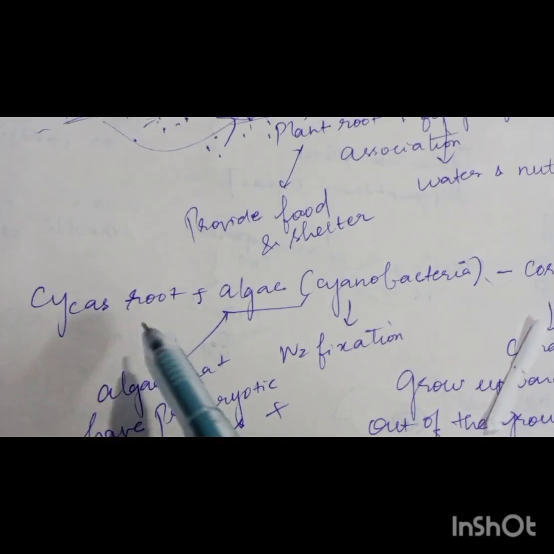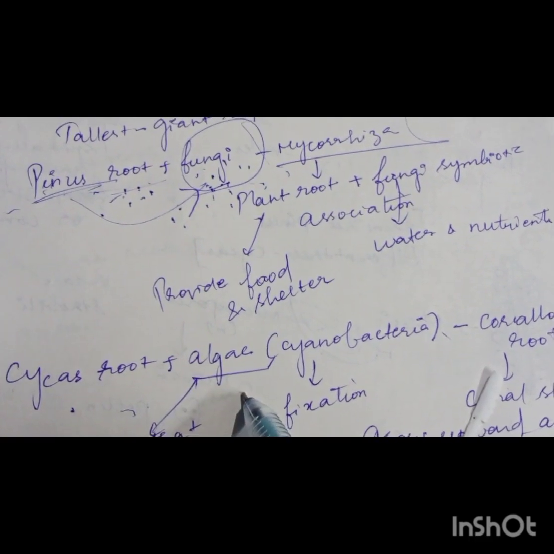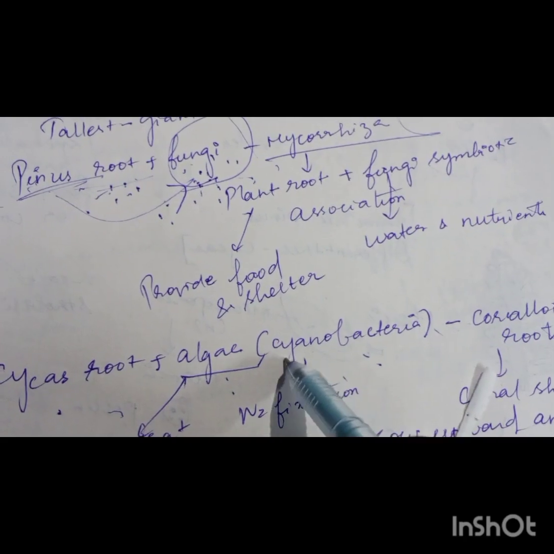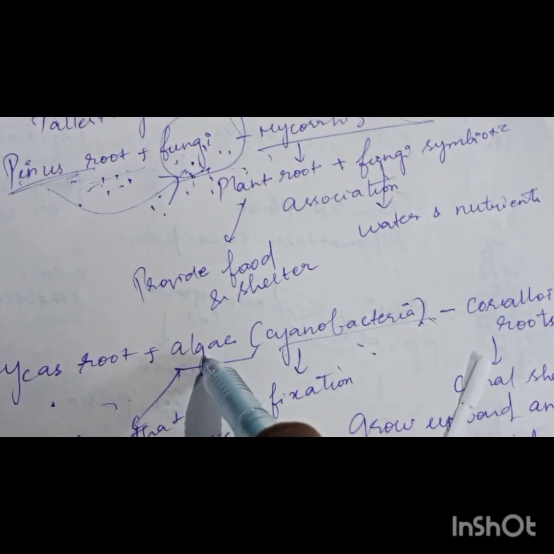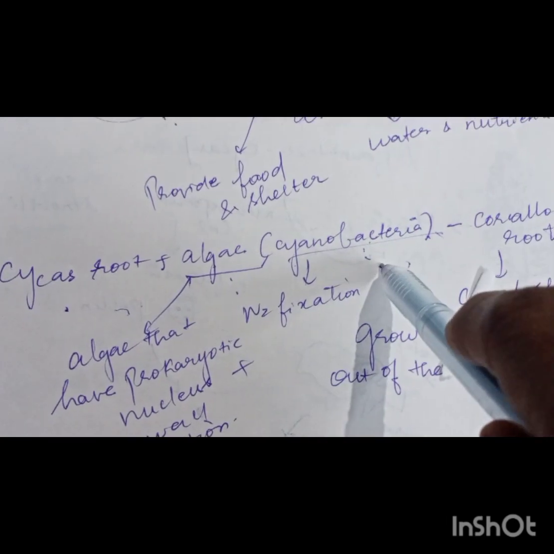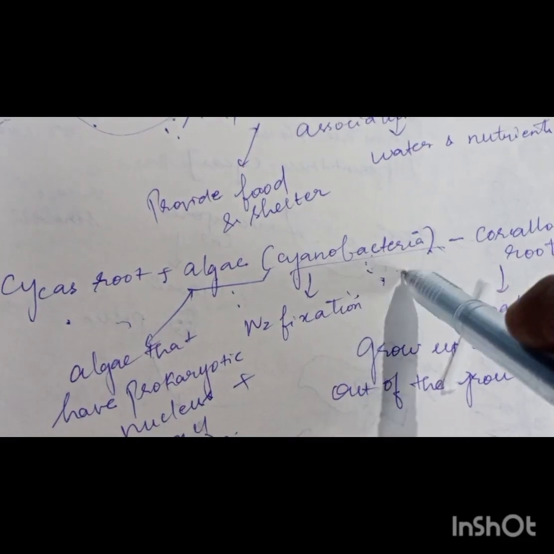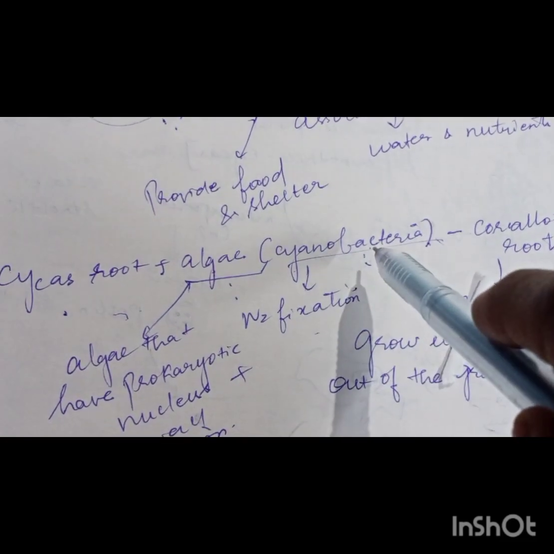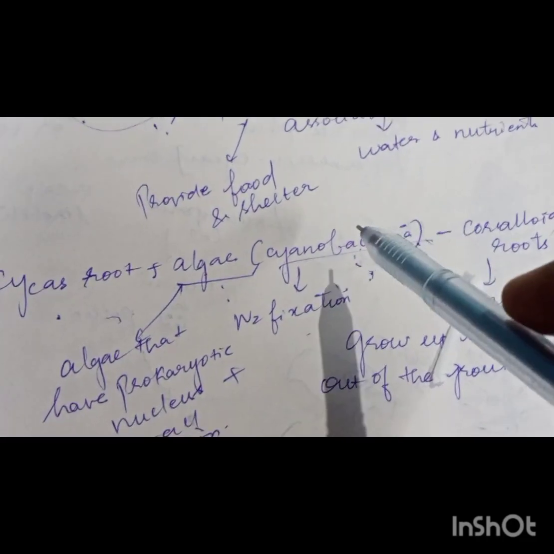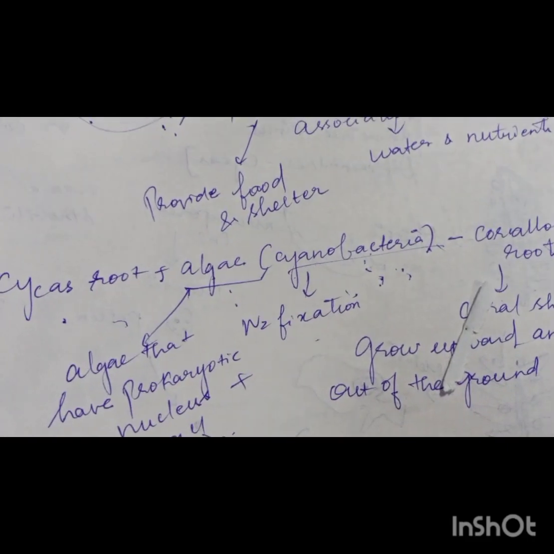So next is cycas root. Cycas is another gymnosperm. Pinus is an example for gymnosperm with fungi, whereas cycas is in a symbiotic relationship with an algae known as cyanobacteria. Usually, this cyanobacteria was considered once as an algae, but after studying about it, it was discovered that it is a prokaryotic organism. That is, its nucleus lacked the nuclear wall, and its cell wall composition also resembles that of bacteria. Hence, it is named as cyanobacteria, but it is capable of producing food by photosynthesis.